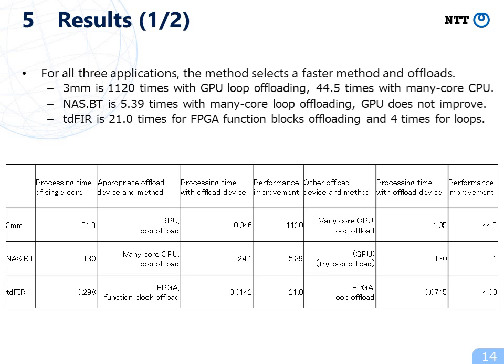Results for all three applications. The method selects the faster method and offloads. For 3mm, it is 1120 times with GPU loop offloading, and 4.5 times with many core CPU. And NAS.BT is 5.39 times with many core loop offloading, and GPU doesn't improve. TDFIR is 21 times for FPGA function block offloading and 4 times for FPGA loop offloading.